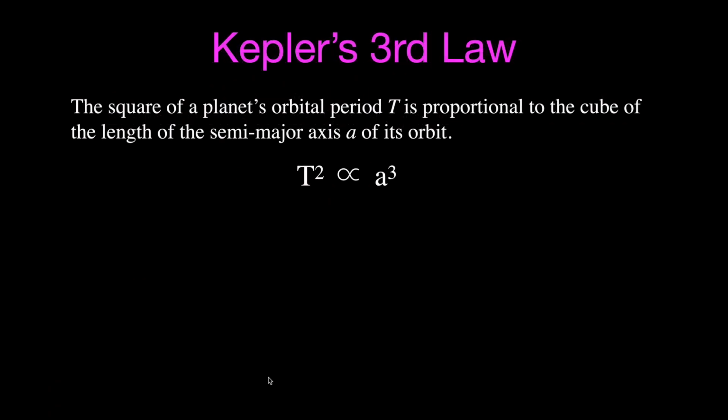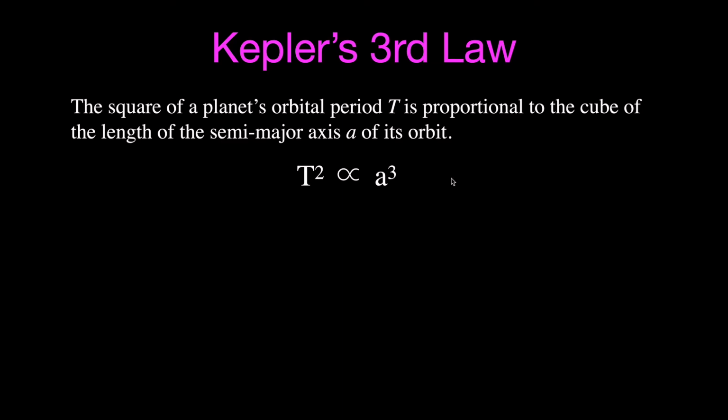Now we're going to go over Kepler's third law of planetary motion, and we're going to talk about some of the mathematics of the planets' orbits around the sun, because Kepler's third law states that the square of the planet's orbital period T is proportional to the cube of the length of the semi-major axis A of its orbit. Remember, capital T is the abbreviation we give for the orbital period, and A is the abbreviation we give for the length of the semi-major axis.